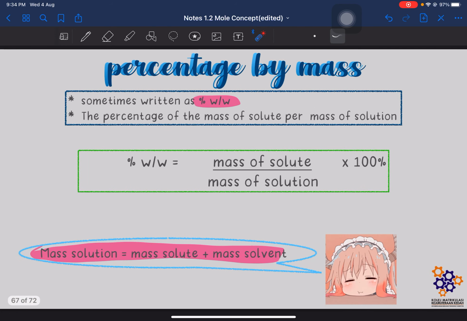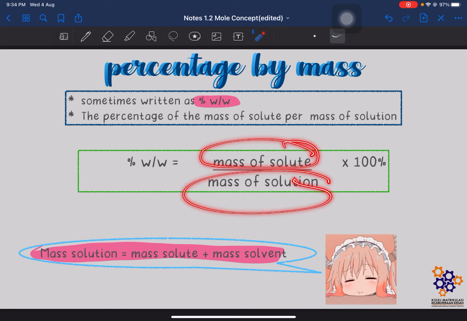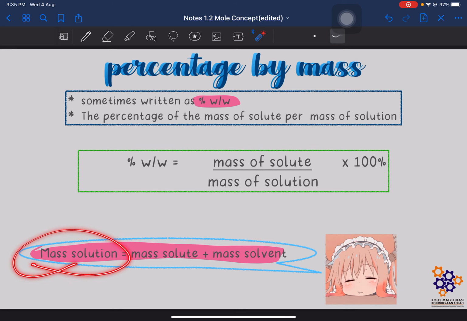Okay. So next, kita tengok the fourth concentration term, which is percentage by mass. So we sometimes just letak symbol percentage by mass ni menggunakan this, percentage W per W. Maksudnya percentage by mass. So the percentage of the mass of solute per mass of solution. Maksudnya, percentage mass solute bahagi dengan mass of solution kali dengan 100%. So maksudnya kalau kita dapat soalan ni, kita kena cari mass of solute dan mass of solution times dengan 100% to get the percentage by mass. And I just want to remind you that the mass of solution is actually mass of solute plus mass of solvent.